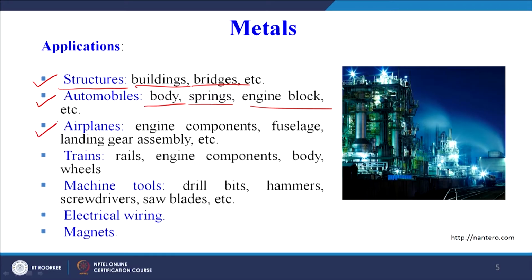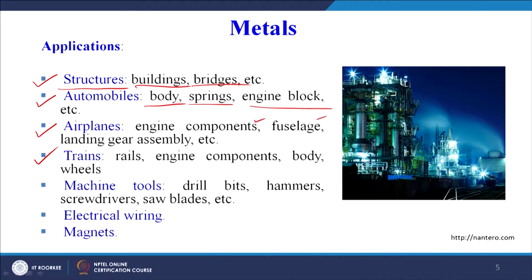The lightweight metals are used there. In airplanes they can be used for engine components, fuselage, landing gear assembly, and there can be a number of other applications. So we are just highlighting some of the applications which are most commonly known to the common people. Trains also, all of us travel by train. In trains we see rails, engine components, body, wheels are mostly made up of different types of metals only.